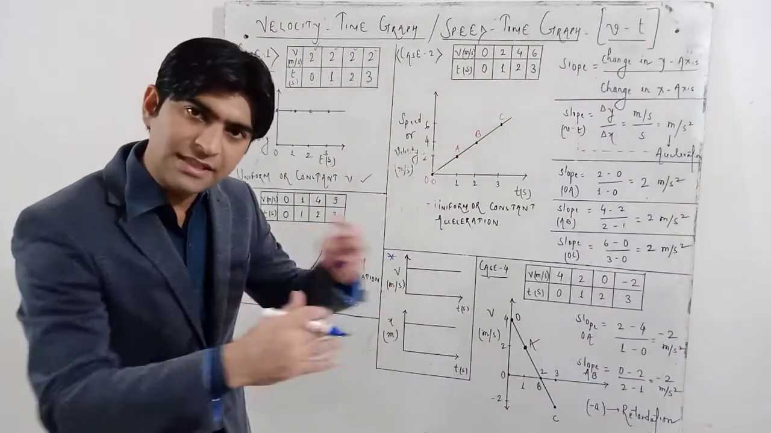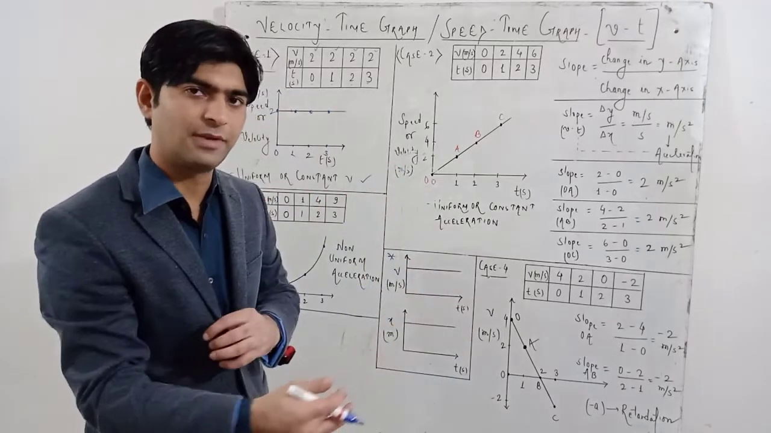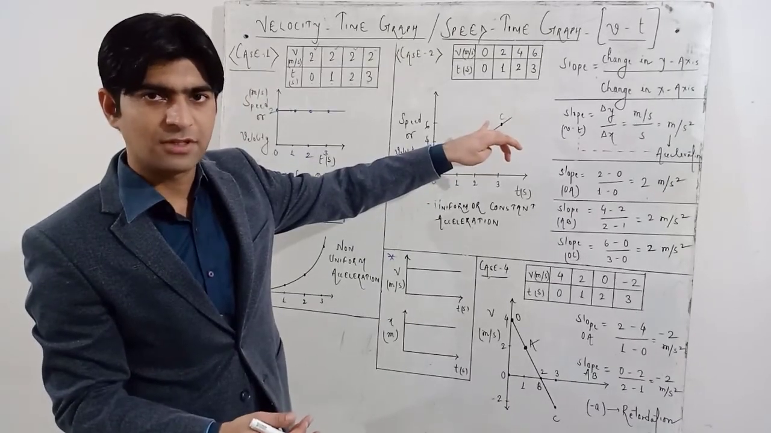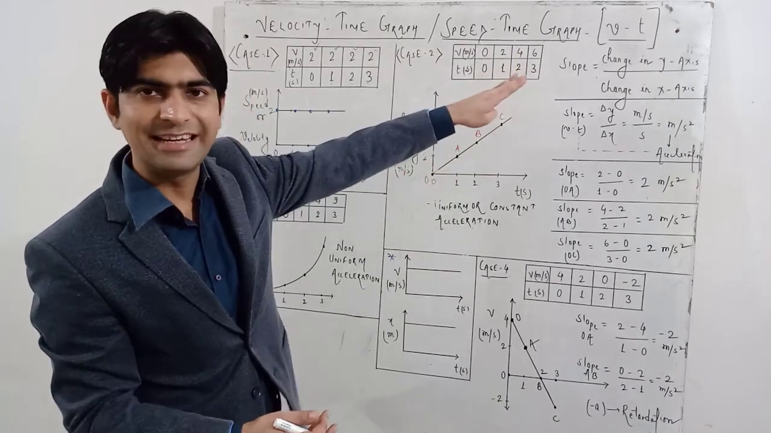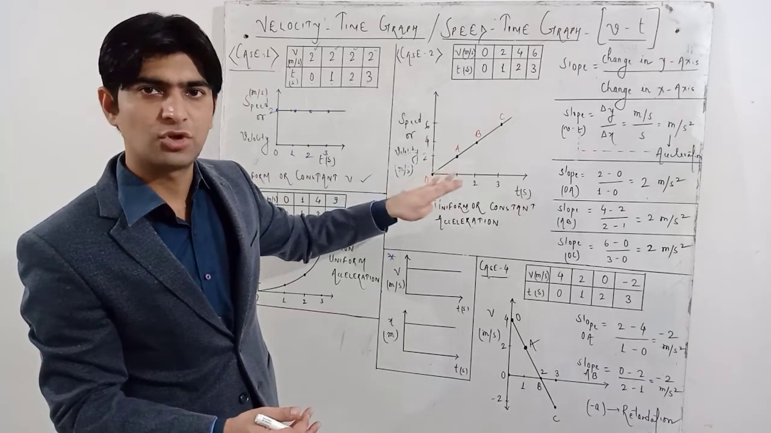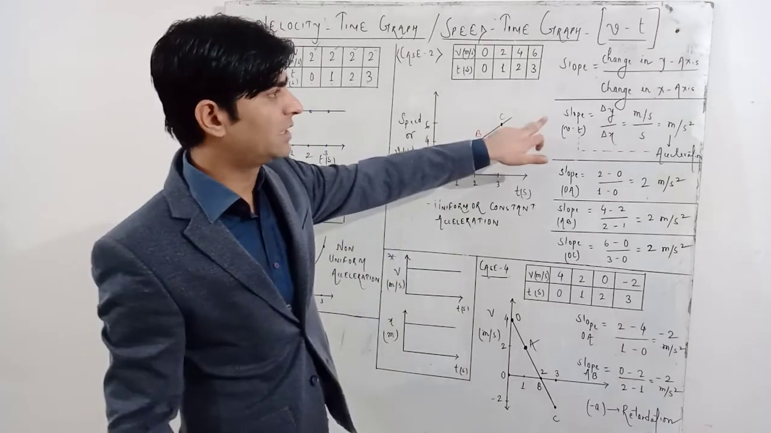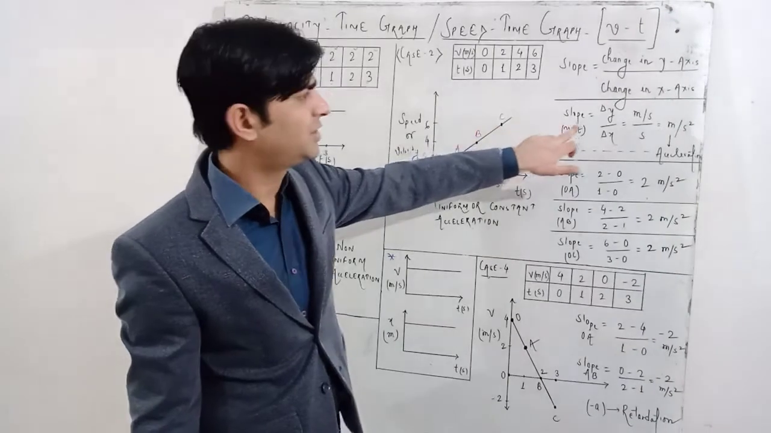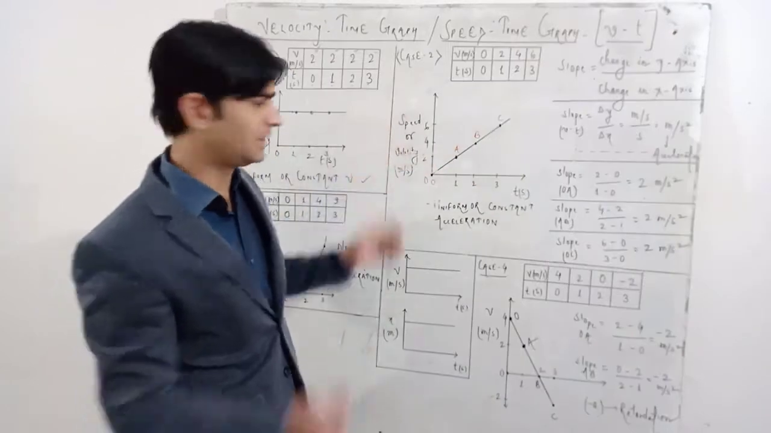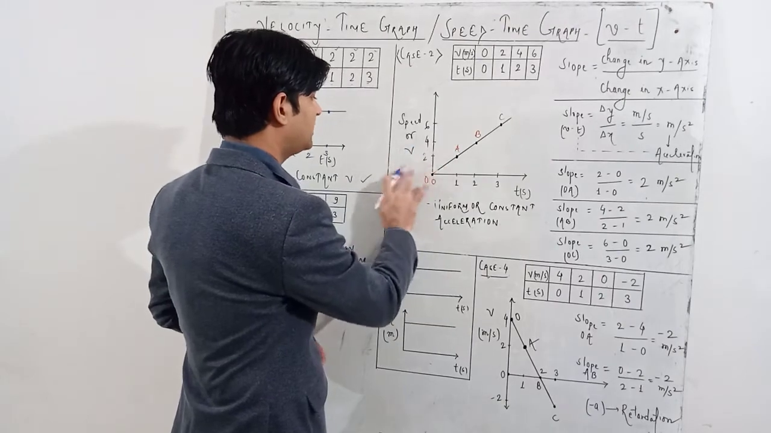That means the velocity is increasing at a uniform rate. If the velocity is increasing at a uniform rate, you get a straight line. In a velocity time graph or a speed time graph, you will get a straight increasing line passing through the origin. That means it indicates the case of uniform acceleration. How? If you calculate the slope of a VT graph, what is the formula for the slope? Change in y-axis upon change in x-axis. In the y-axis you have taken velocity or speed.